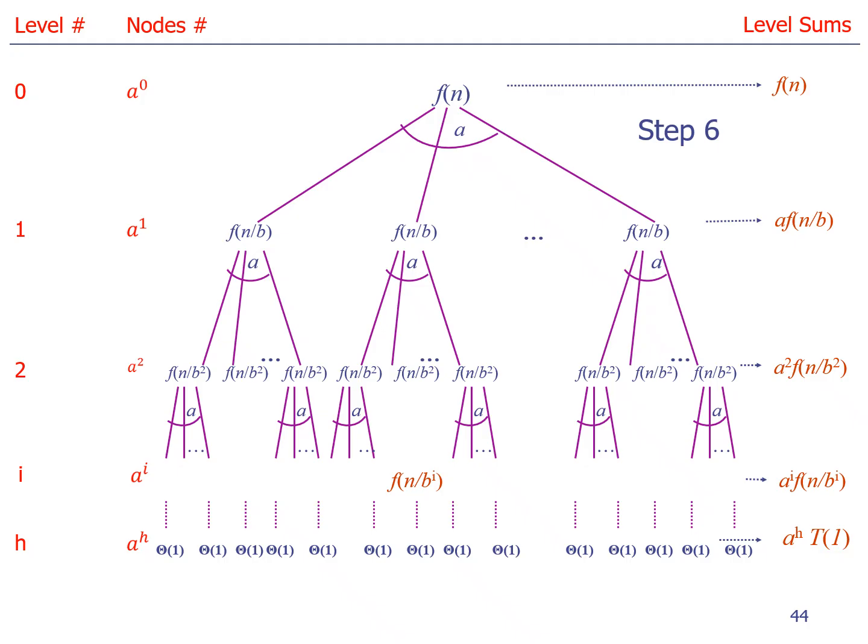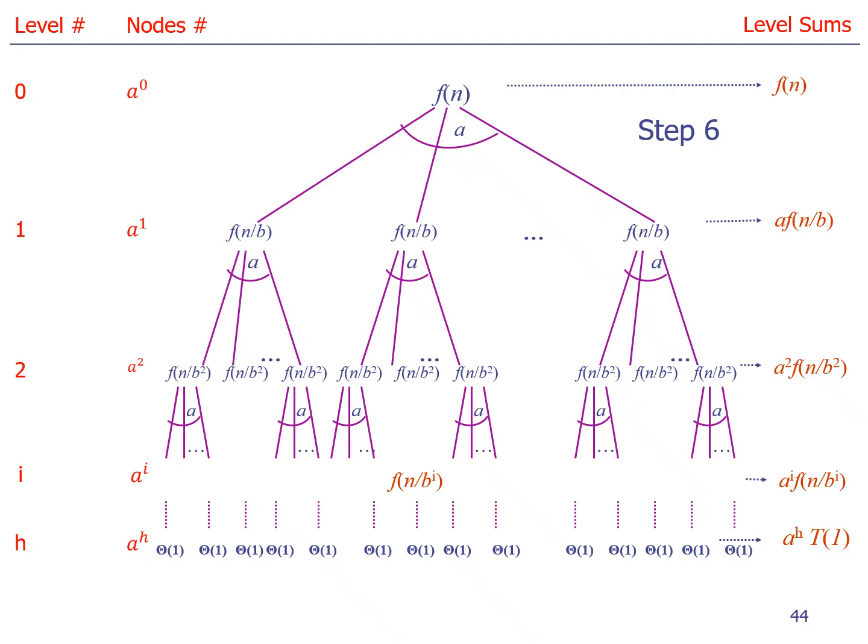Level i is going to be a to the i, following the same logic, multiplied by f of n divided by b to the i. Again, a to the i is the number of nodes we have. f of n divided by b to the i is the amount of work I do in one node.